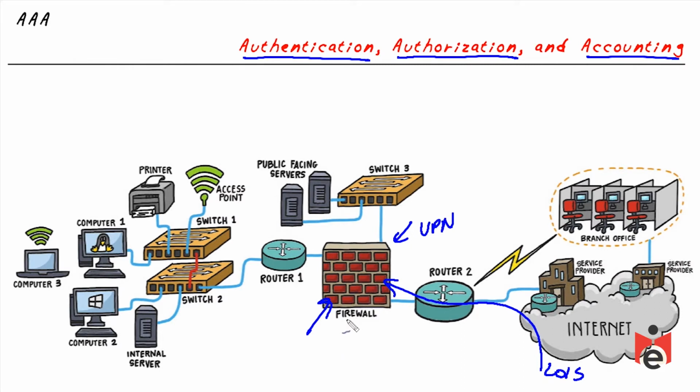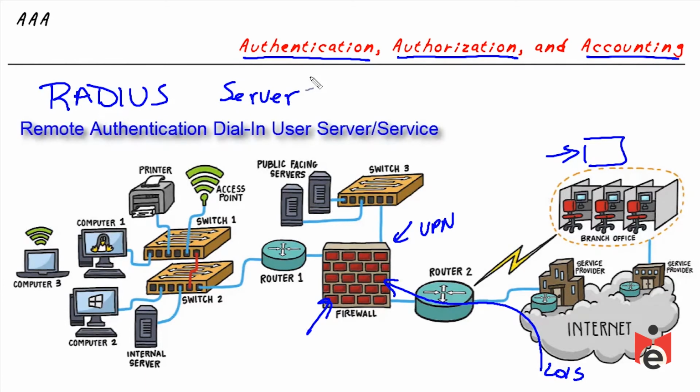However, if there's multiple firewalls or multiple locations that she has to connect to, we don't want to have to run around to all those VPN devices and locally on each of those devices configure the username and password for Lois. Instead, we can leverage a centralized AAA server. A popular example of this would be a Radius server. So in our topology here, let's have this internal server act as a Radius server.